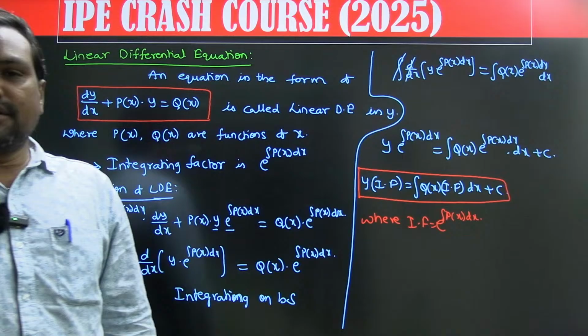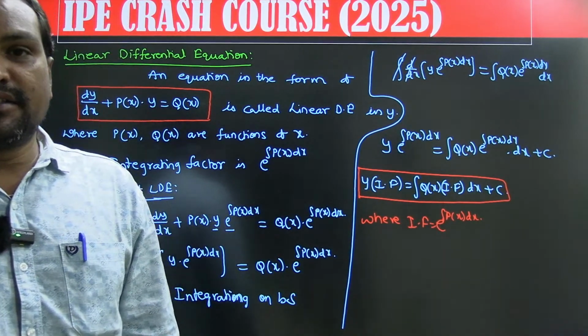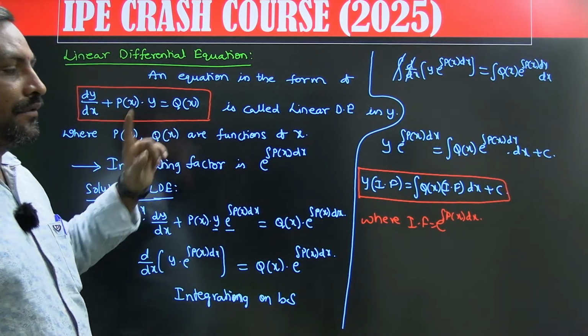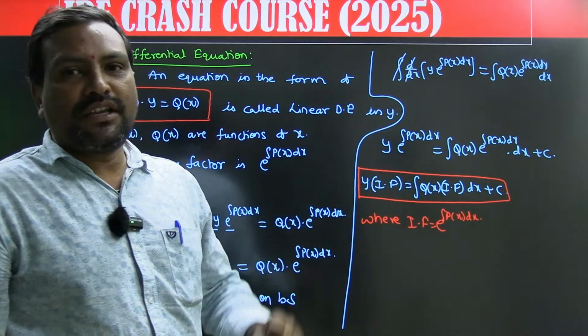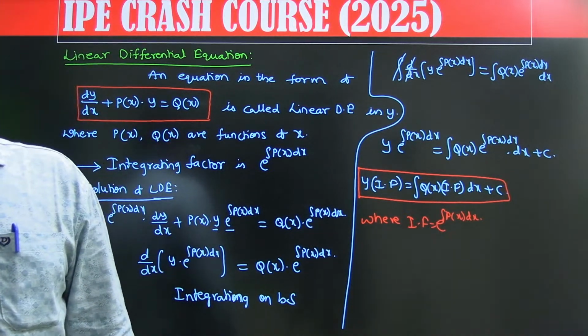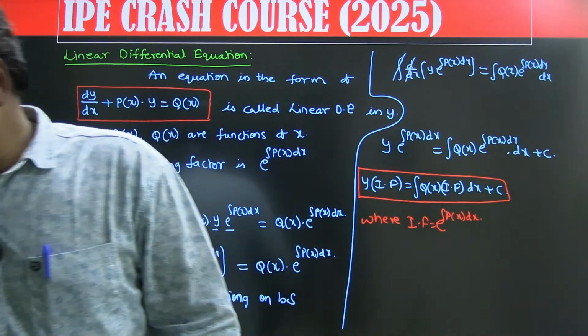Okay, so this is the most important compulsory long answer question. If you are given the equation, we have to convert it into this form, and then directly we write the solution: y into IF is equal to integral q of x into IF dx plus constant c. Okay, we'll go for the problems on this.